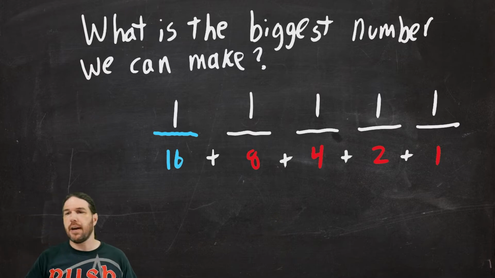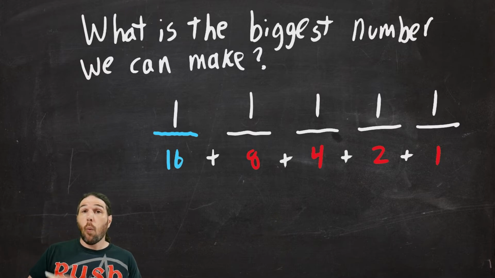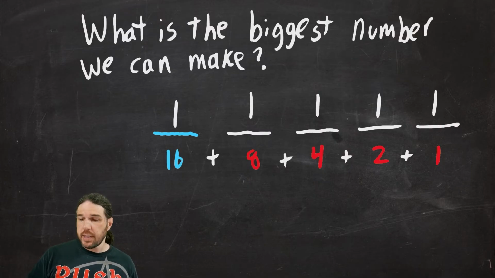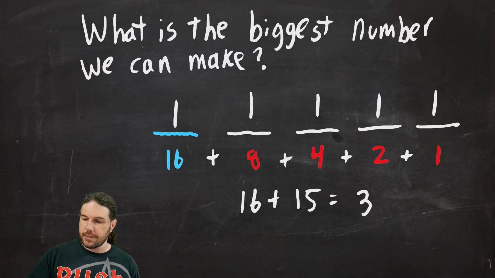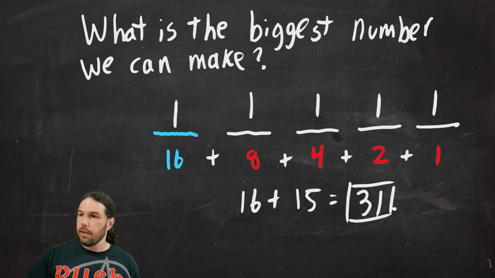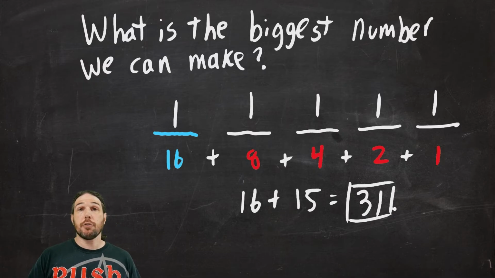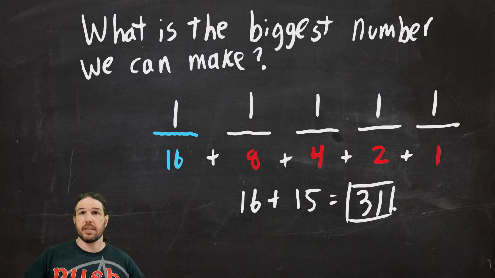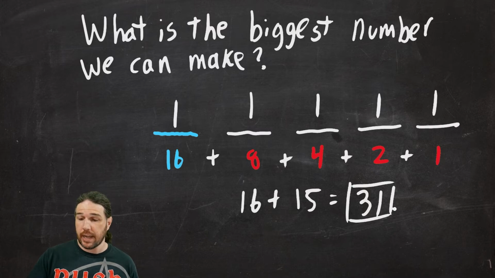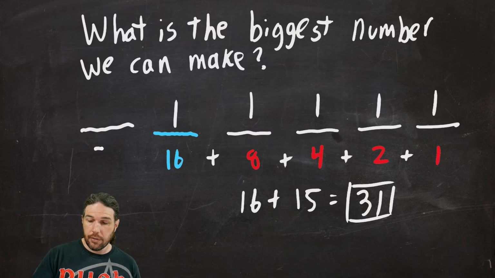1, 2, 3, 4, 5. We've got 5 bits. What is the biggest number we can make now? Now, we already determined that 8 and 4 and 2 and 1 is 15. Yeah, we already got that. 16 plus 15 is 31. 31 is the absolute largest number that I can make with 5 bits using the binary system. So again, if I want to make a number that's bigger than 31, I have to make a place value worth 32.